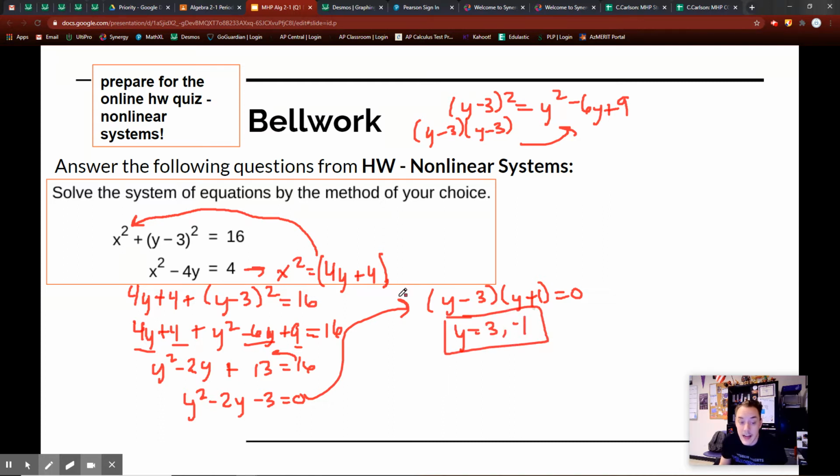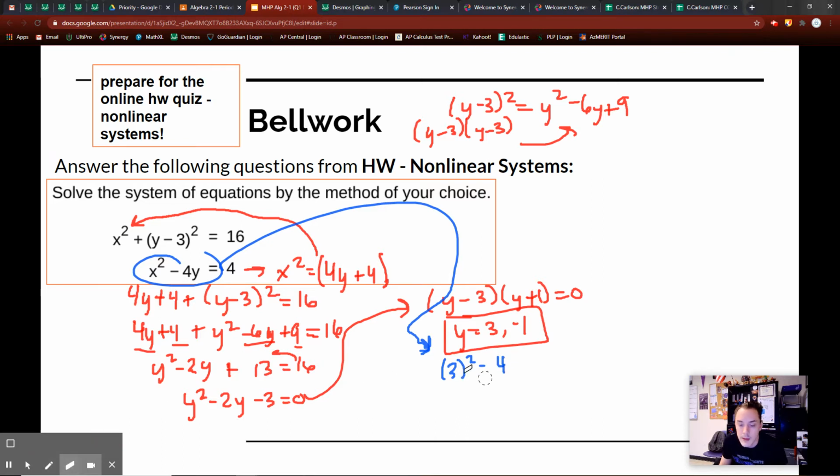Now, I still need to find my x's, so it doesn't matter where I plug it in. Let's plug it into my one right here. So in blue, I'm going to plug it in. So that means this is 3 squared minus, nope. I'm not plugging in my x's, I'm plugging in my y's. Almost messed up there. So this is x squared, and then minus 4 times 3 equals 4.